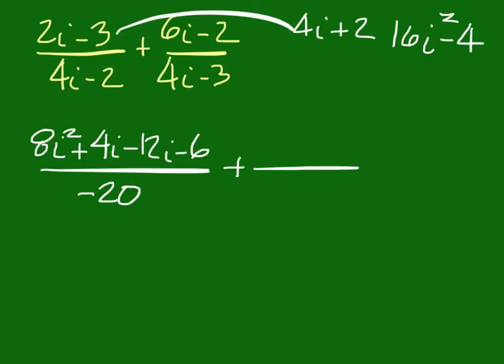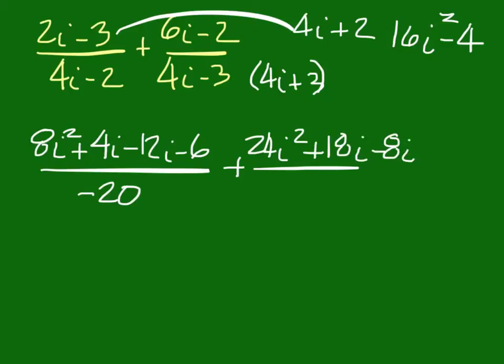Now on to this side, I'm going to multiply the top and the bottom by 4i plus 3. So on the top, I would get 24i squared plus 18i minus 8i, and then minus 6. And on the bottom, a difference of 2 squares would be 16i squared minus 9. So that's a negative 16 minus 9, which is a negative 25.